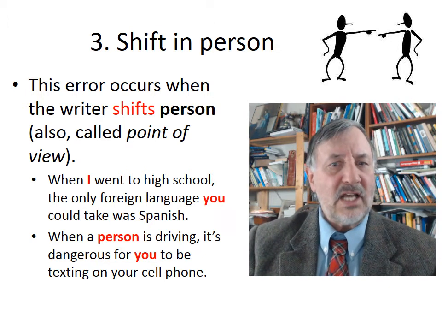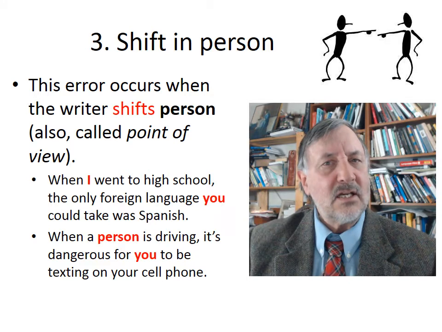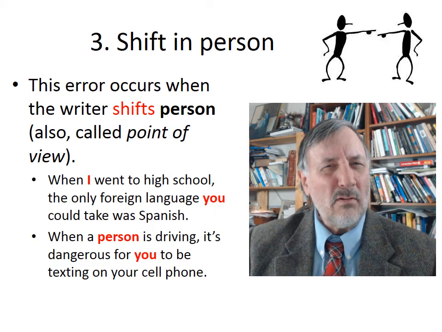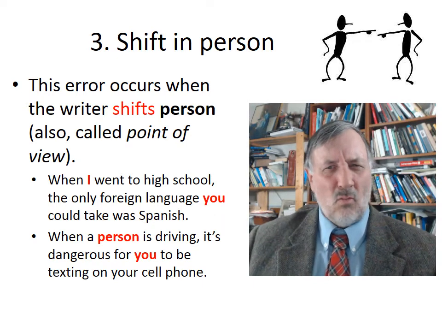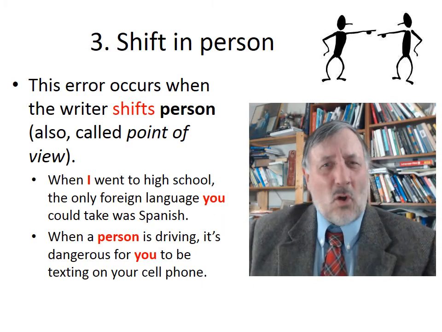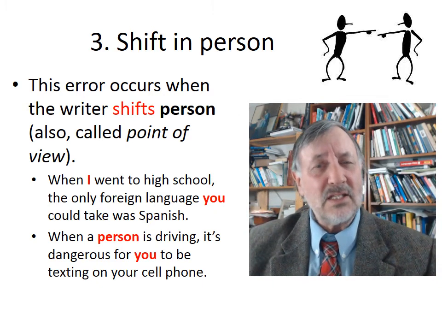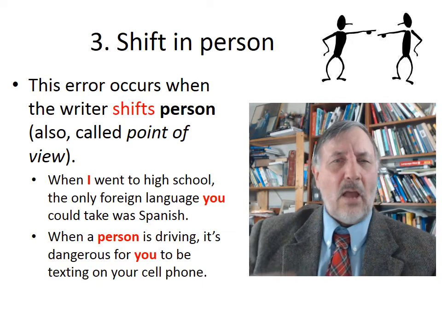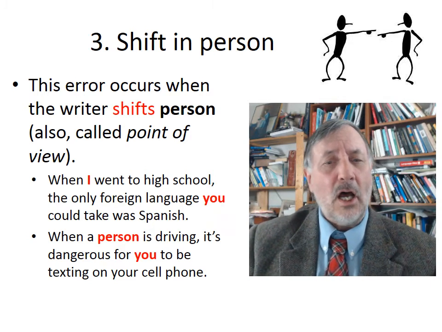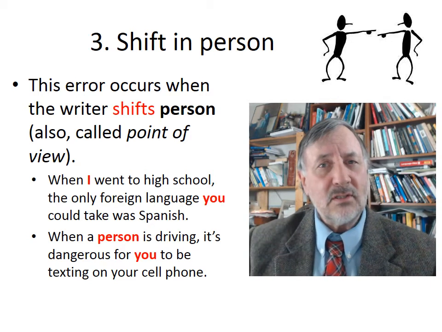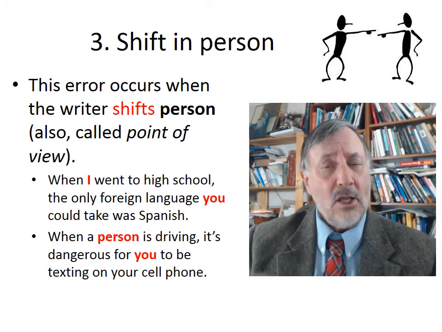We see another example here. When a person is driving, it's dangerous for you to be texting on your cell phone. You see, well, but maybe you're 20 miles away. So what do you mean it's dangerous for me when there's always somebody driving? So I'm not sure what it is that you're talking about. You see, in the same way, I went from the third person, a person, to you, second person. And it's an illogical shift, and so we cannot have that.